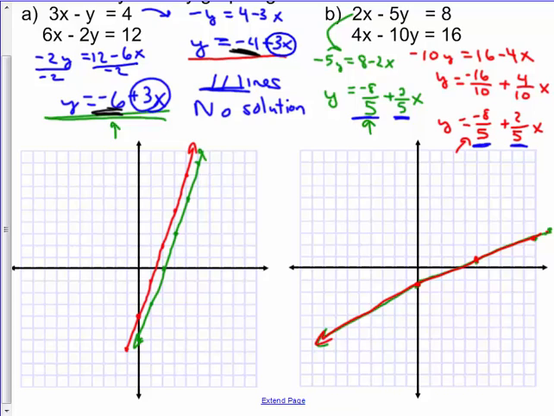Now, is that the same as saying their solution is all real numbers? No, it's quite different. We say there are infinitely many solutions. Do not say all real numbers, because all numbers will not work in the equations. There are only certain ones that will work, but there are infinitely many of those.